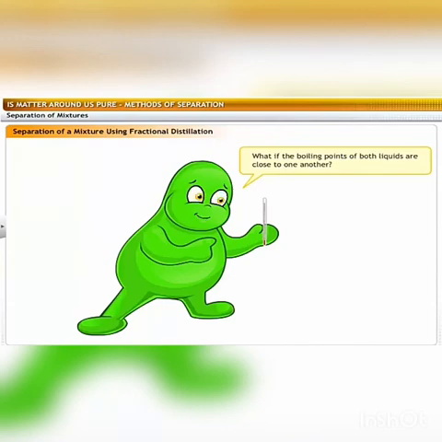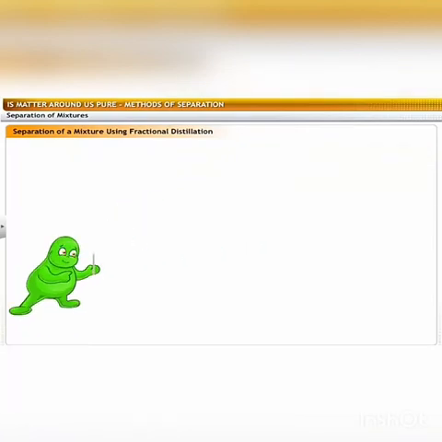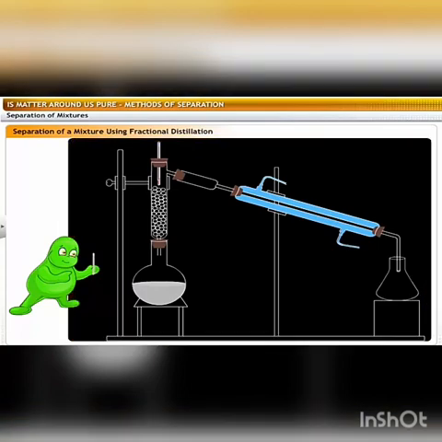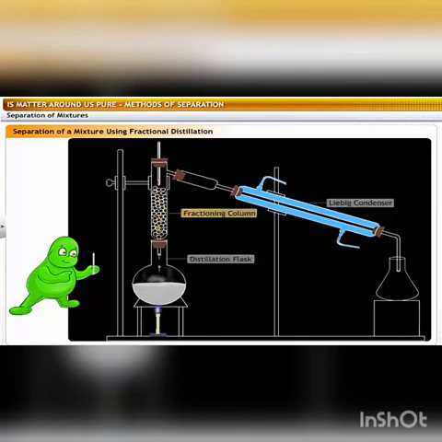What if the boiling points of both liquids are close to one another? In case the difference in the boiling points of the liquid is less than 25 Kelvin, you can use the fractional distillation method. Let's take an example of 2 such liquids, N-hexane and N-heptane. As you can see in the diagram, the apparatus is almost the same as used in distillation. The only difference is that a fractioning column is fitted in between the distillation flask and the condenser.